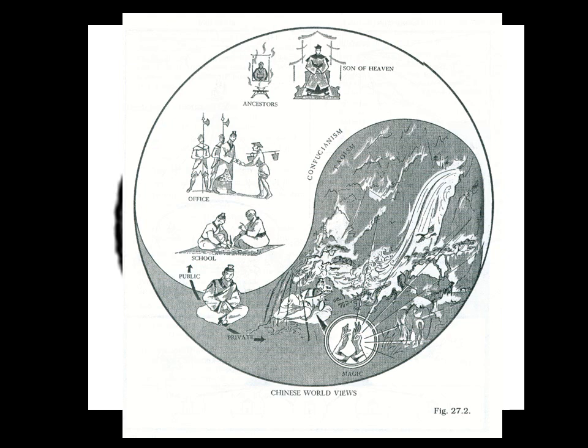Well, the question is, which is China? Is it public interaction, Confucianist? Is it private, separate, nature based Taoism? And the answer is it's both. It's the yin and yang of these endless cycles between the two of them.